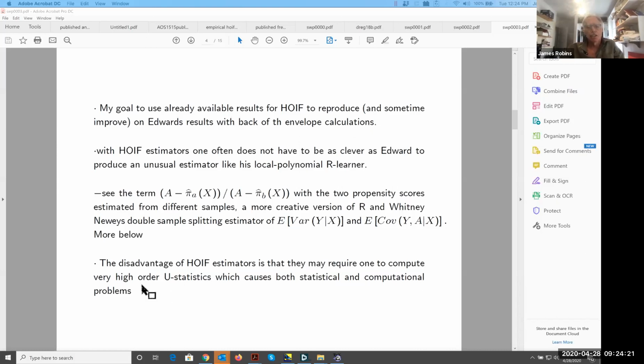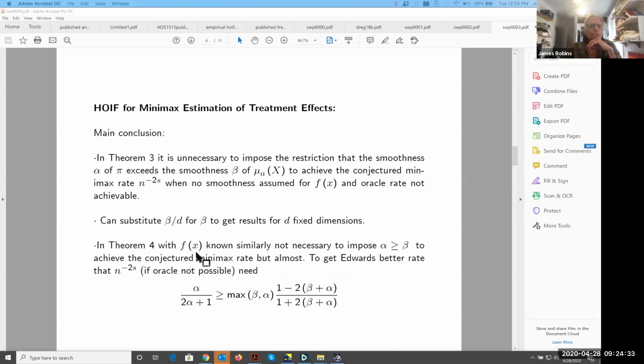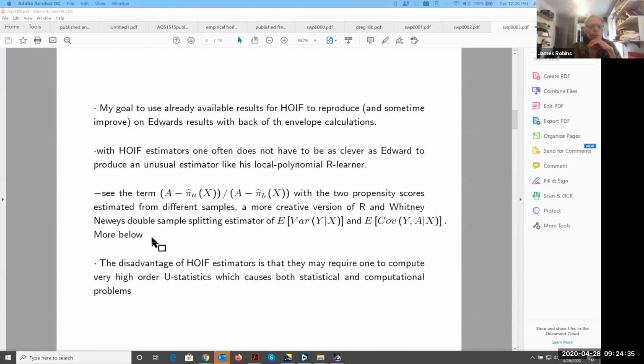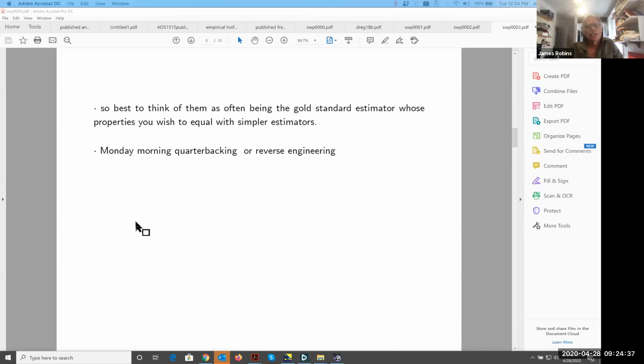I just told you they can do better, but their disadvantage is that they may require one to compute very high order U statistics, which causes both statistical and computational problems. So it's best to think of the higher order influence function estimators as often being a gold standard estimator, because they usually are, if something could be minimax, whose properties you wish to equal with simpler estimators that don't require high order U statistics.